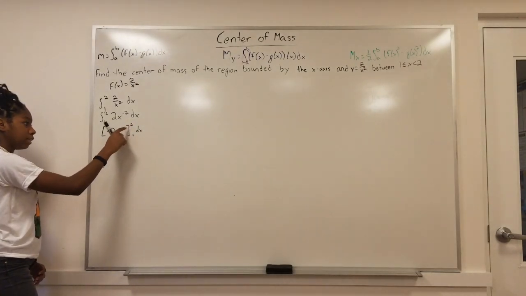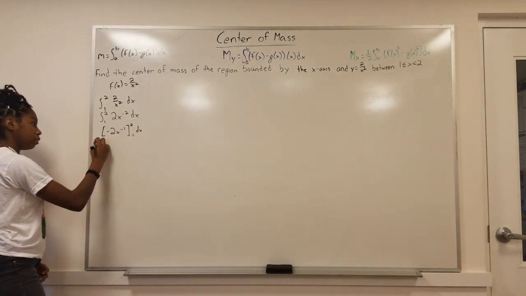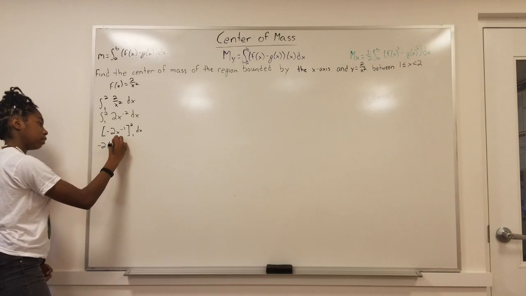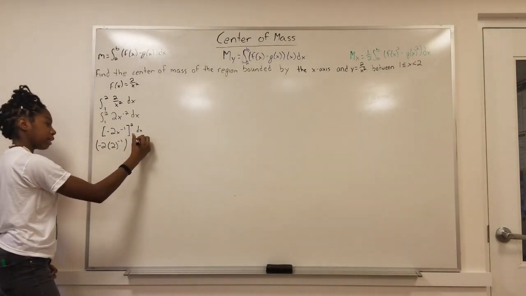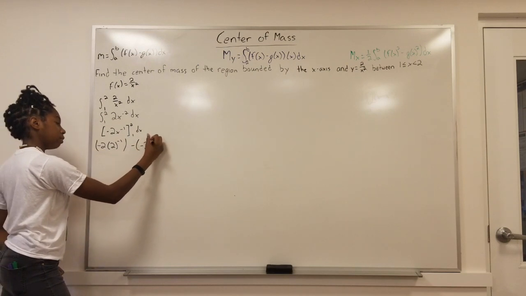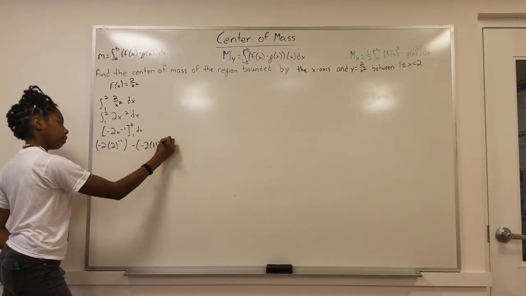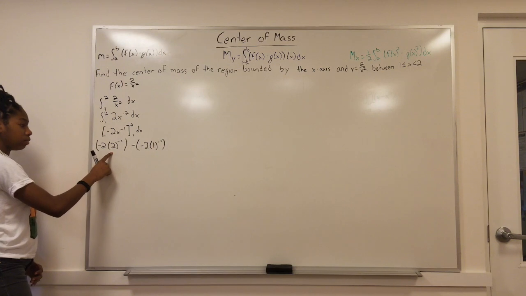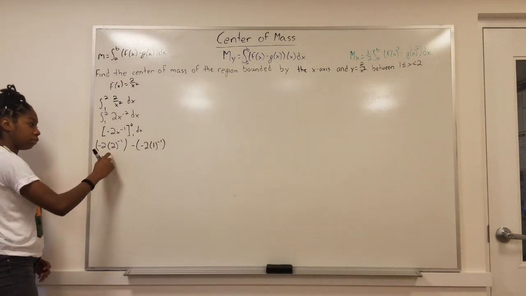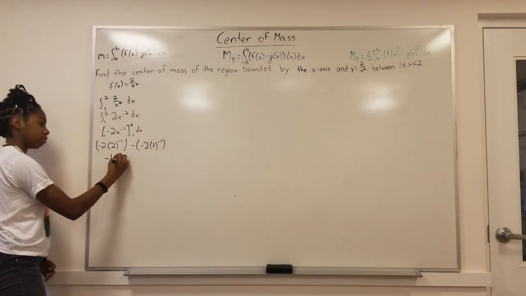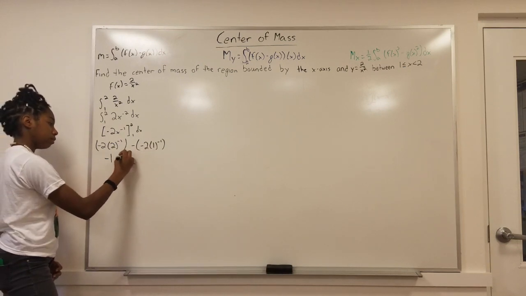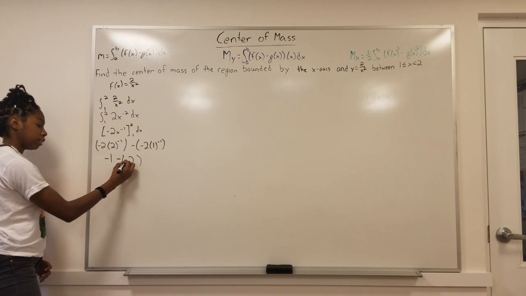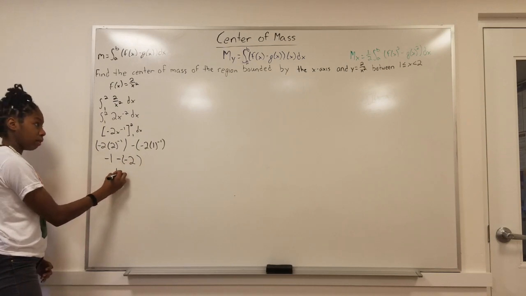So then you plug this in. When you plug 2 in, you can plug 2 in first, and then you subtract. When you plug in 1, you subtract that. So negative 2 times 1 to the negative 1. So this is basically negative 2 over 2, which is negative 1, subtracted by negative 2. So this is just 2 minus 1, which is 1.